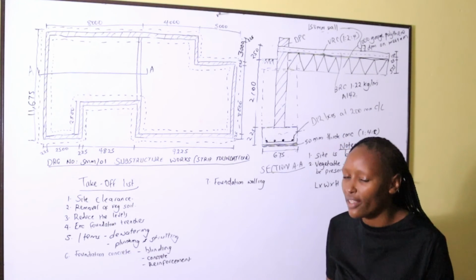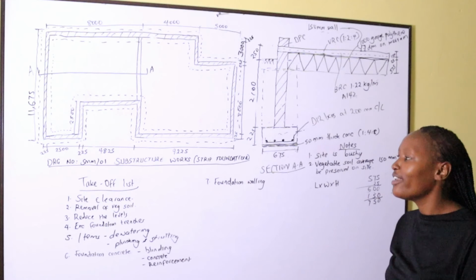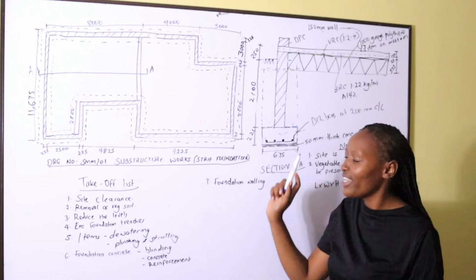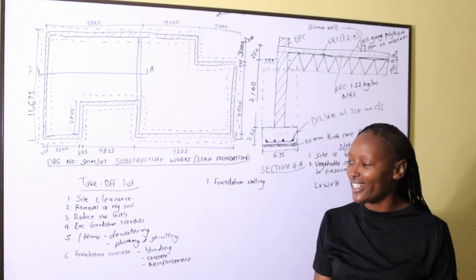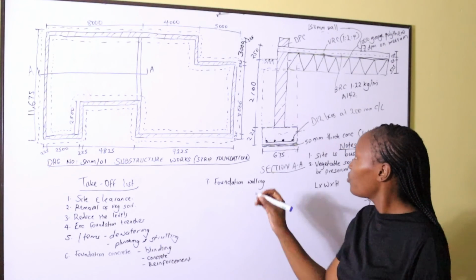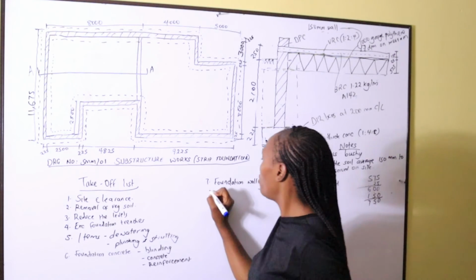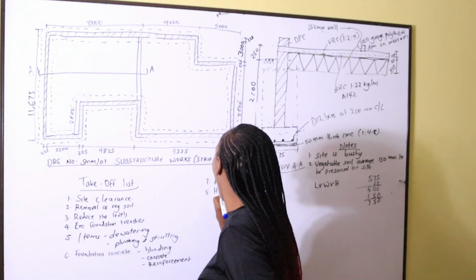That is the length of the height of the wall. So the area of the wall shall be the center line of the wall, which is the center line of the trench, times the height of the wall. Very good. So we are done with the foundation walling. The next thing we shall go to is hardcore.